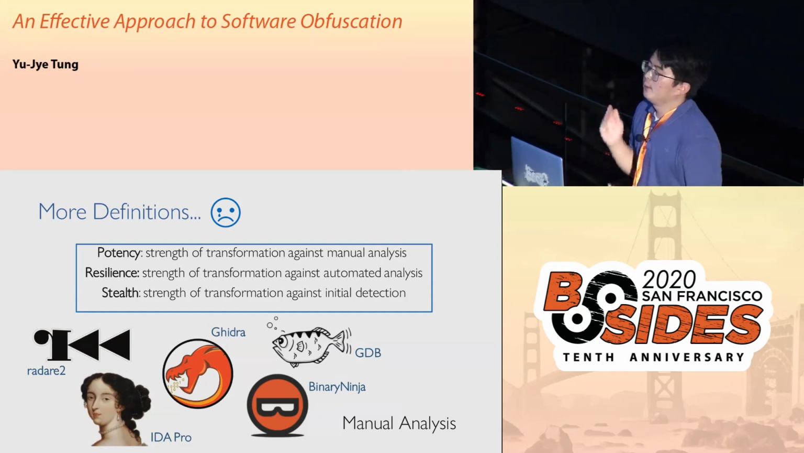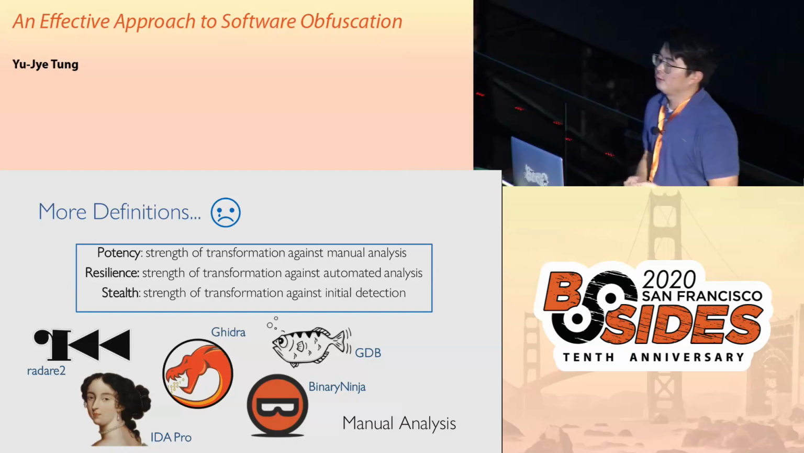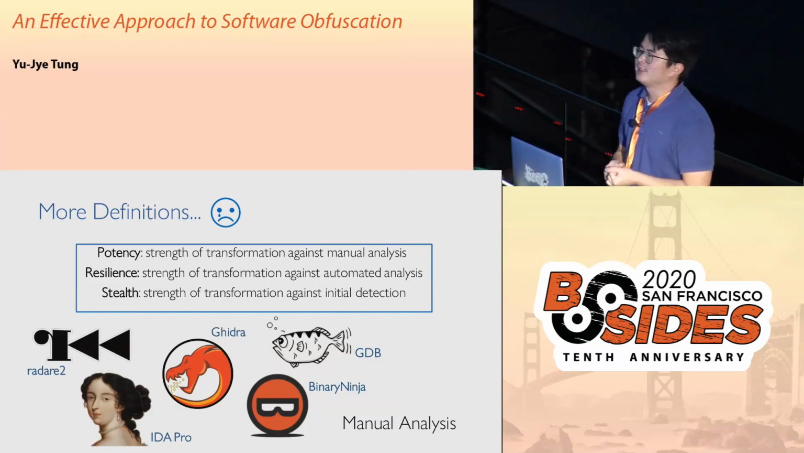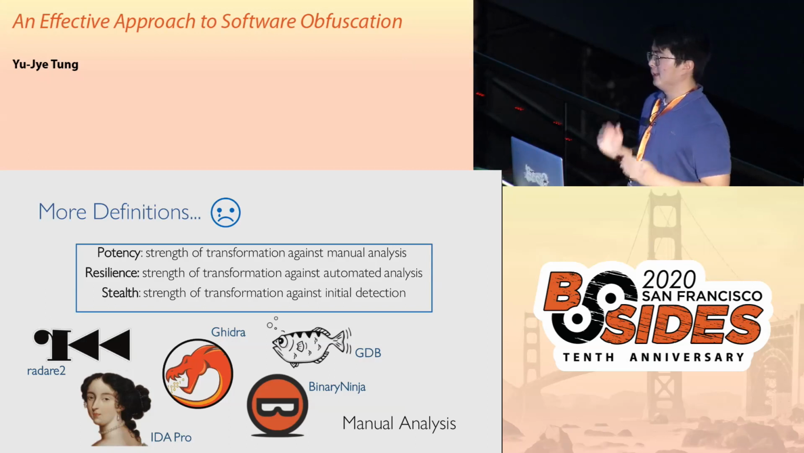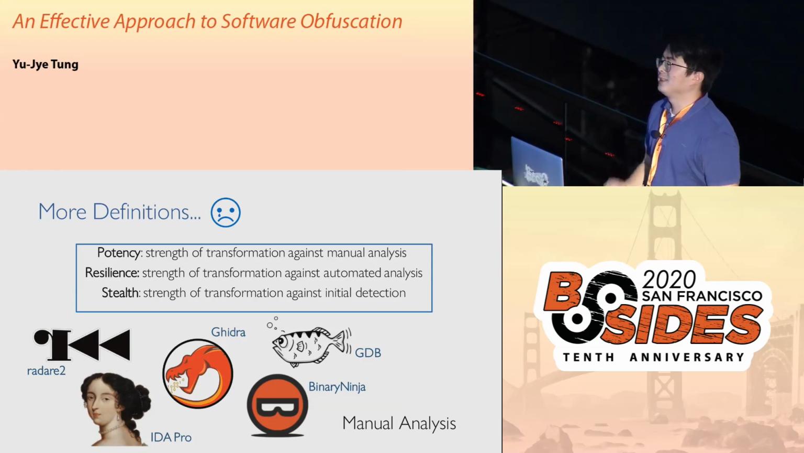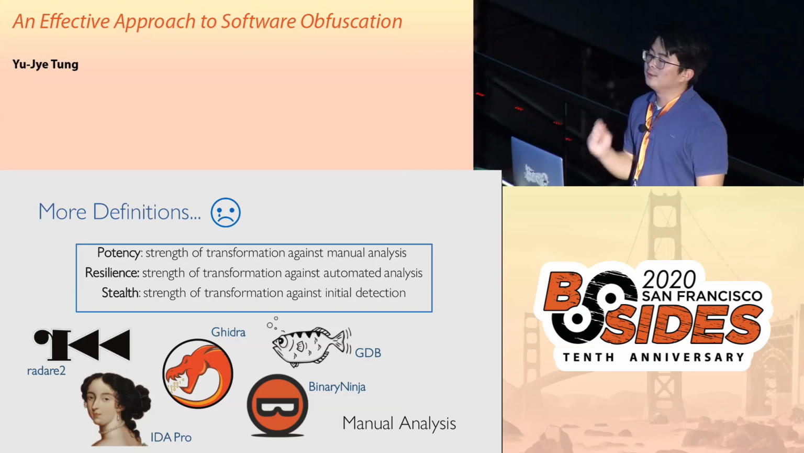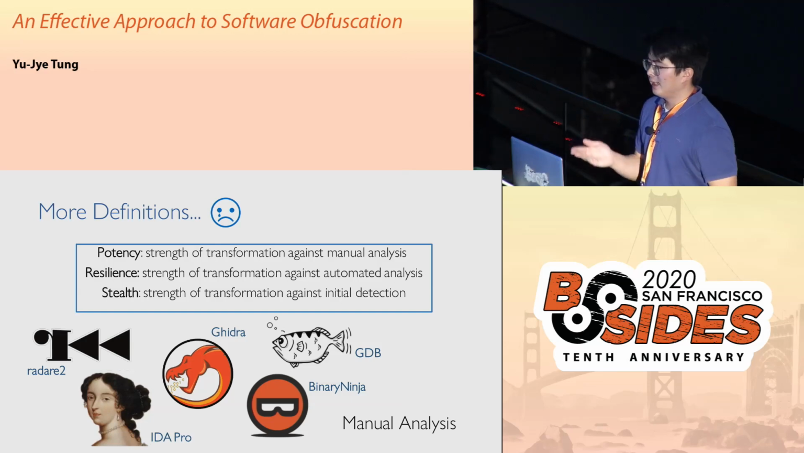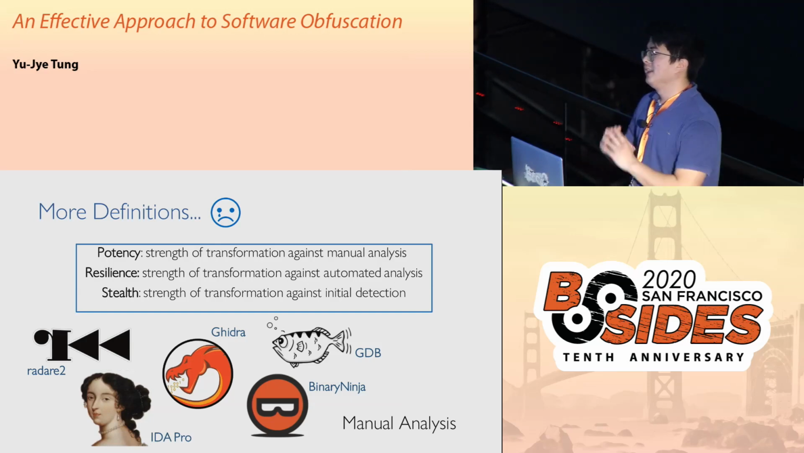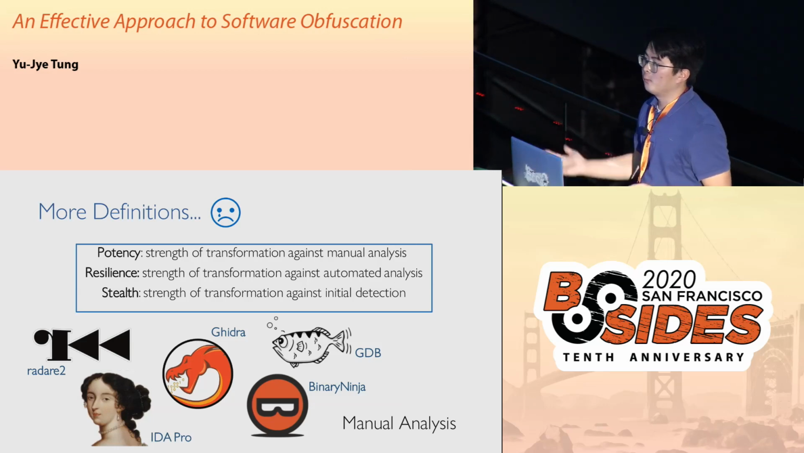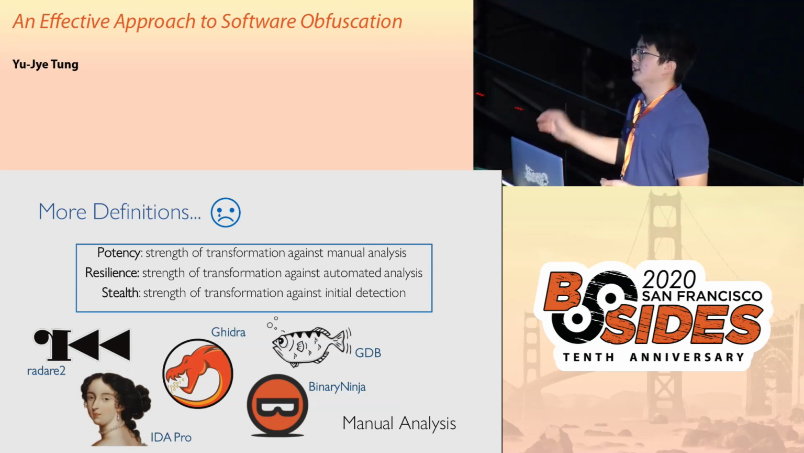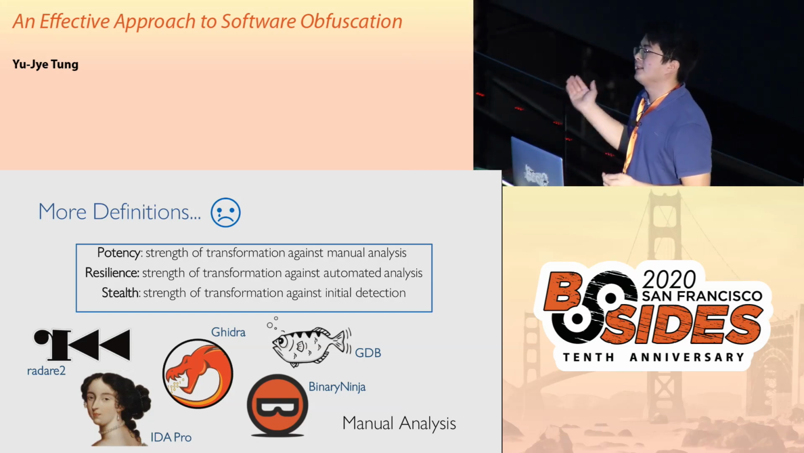On one hand, potency measures the strength of the transformation against manual analysis. Manual analysis means a person sitting in front of a computer like myself, actively trying to figure out how to undo the transformation with traditional tooling like a disassembler, such as Radare2, IDA Pro, Ghidra, or Binary Ninja, that can take an executable in 0s and 1s and display its content in human-readable form. Usually that human-readable form entails the instructions contained within the executable binary, which we call the disassembly, and also the data that the instructions use.